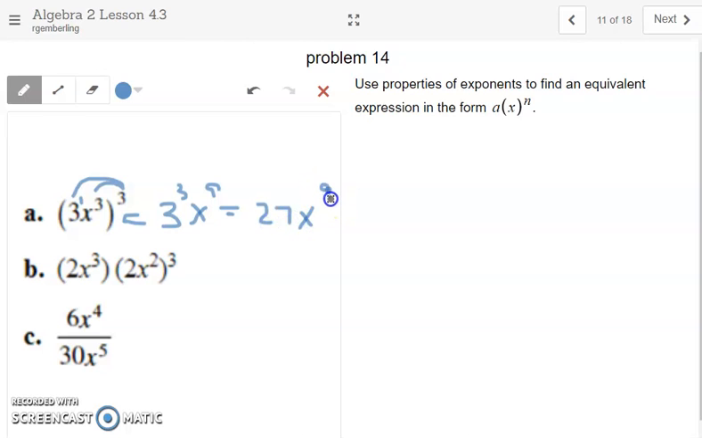So the final answer is a number times a base to an exponent. My number a is 27, my base is x, and my n value is 9. So they want you to simplify these. Now, keep in mind that the exponents can be negative. So when you're subtracting these exponents here, you may end up with a negative number, and that's okay. In this form, a negative exponent is okay.